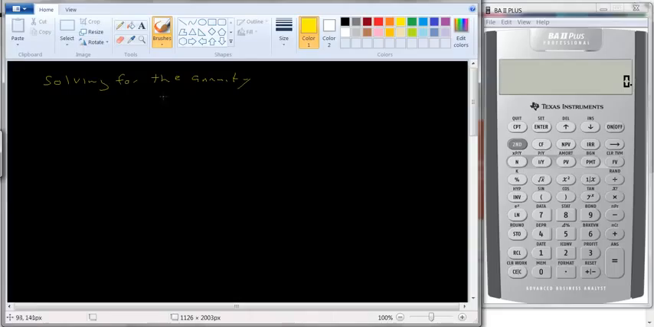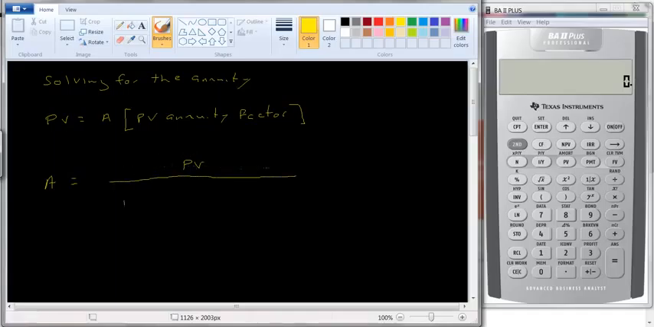Well, basically we go to the equation we had before. We had a present value equation. Present value equals the annuity times the present value annuity factor. And so just with a little simple algebra, we can divide both sides by the present value annuity factor, and we get that the annuity is going to be equal to the present value divided by the present value annuity factor.